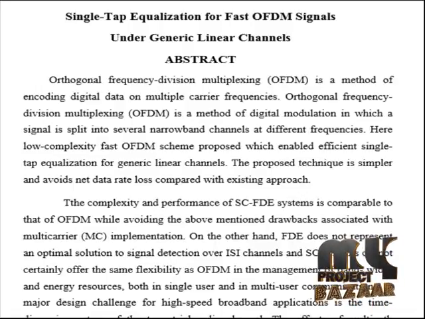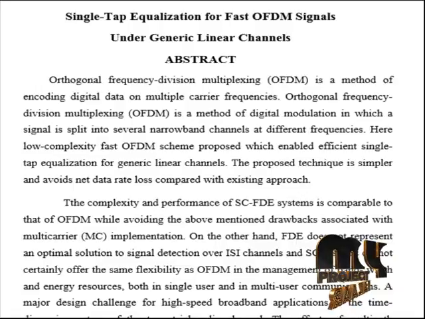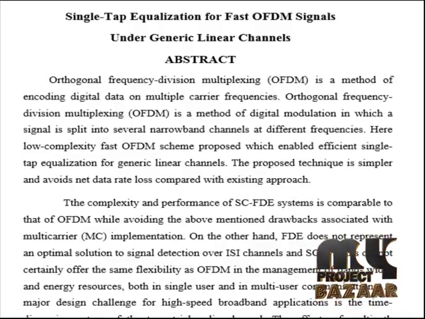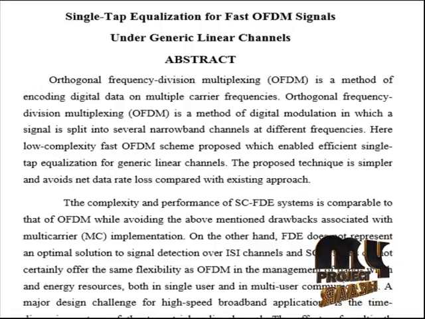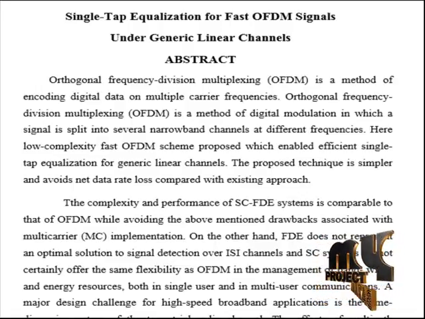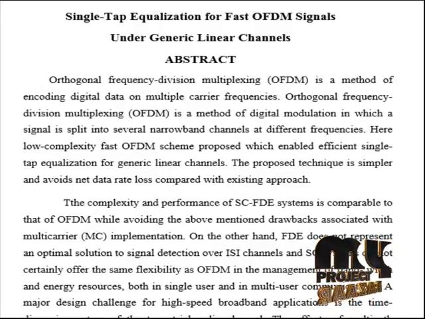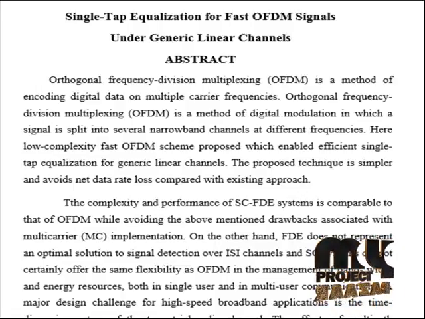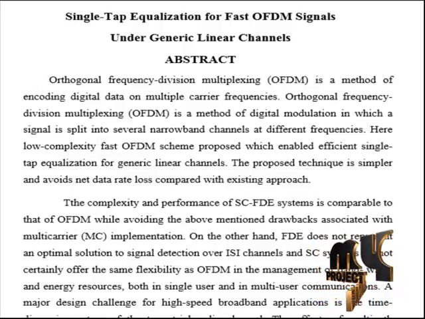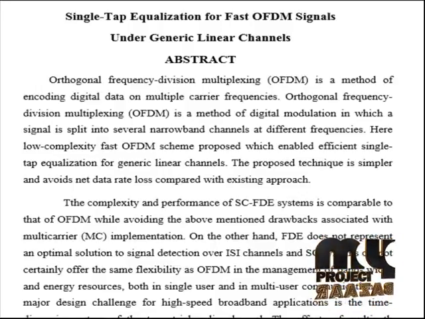A major design challenge for high-speed broadband applications is the time dispersive nature of the terrestrial radio channels. The effects of multipath propagation can be analyzed in the time domain or in the frequency domain. In the TD, when the time spread introduced by the channel is larger than one symbol period, the interference among consecutive transmitted symbols, known as ISI, distorts the received signal.